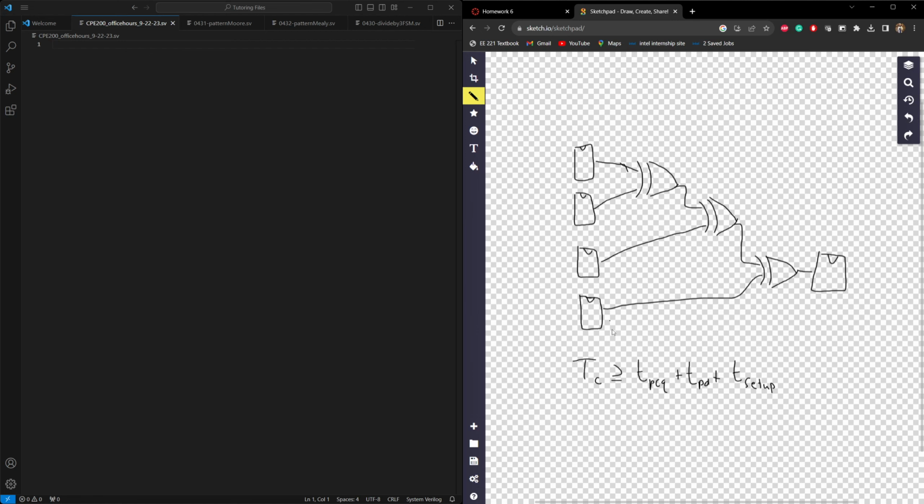For the delay, there's also contamination. There's a contamination clock to Q, and that's the shortest amount of time we can go from the clock being read in to outputting the value of the register. Okay, so that is TPCQ, and then TPD is going to be the longest path through my combinational logic between registers.